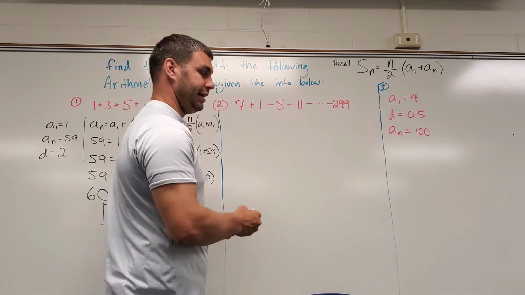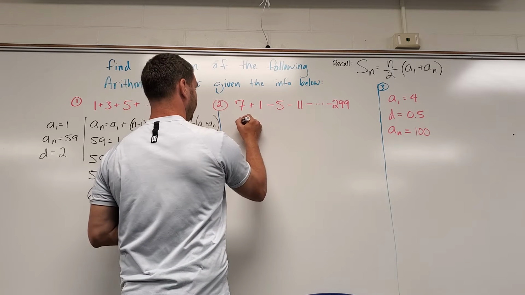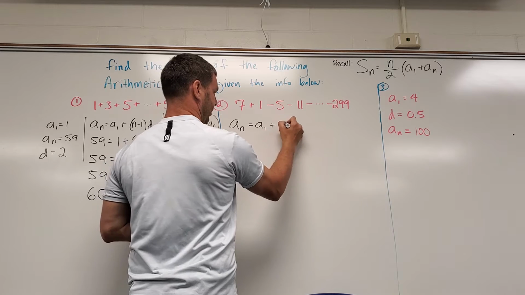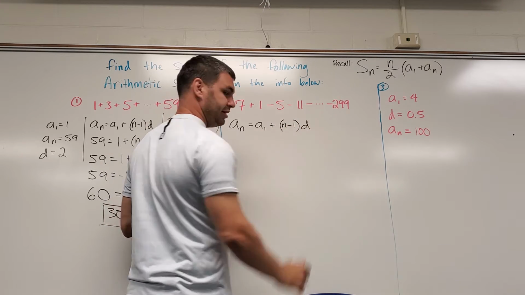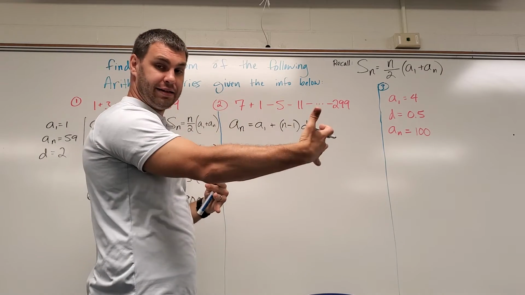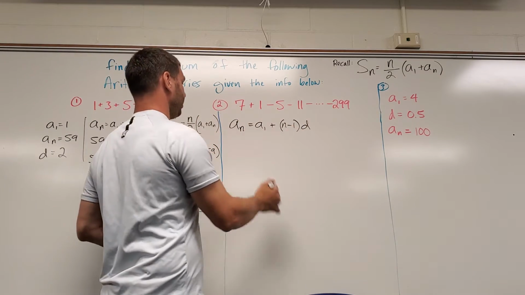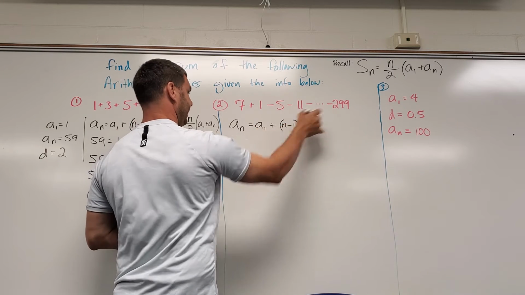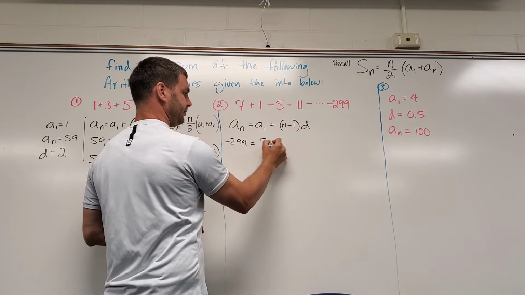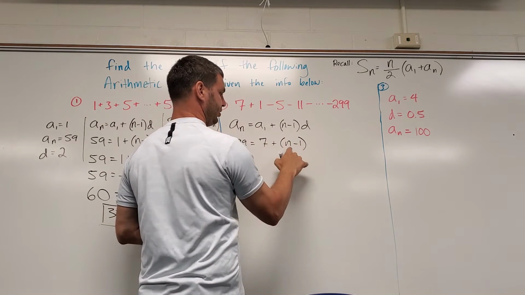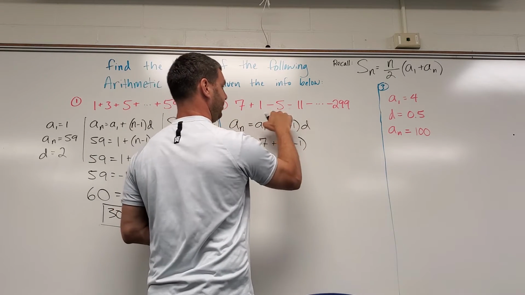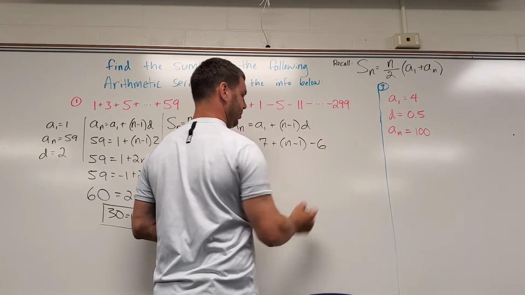Let's try one from scratch, okay? So this one, same idea. I'm going to have to start by finding n, which means I need to use this formula. A sub n equals my first term plus n minus 1 in parentheses times my common difference. Okay, you'll notice this one getting smaller and smaller. So we're not adding, we're subtracting each one. Okay, all right, my last term is negative 299. My first term is 7. And to solve for n, I need my common difference, which means it looks like I'm going down 6 each time. So this is the common difference of negative 6.